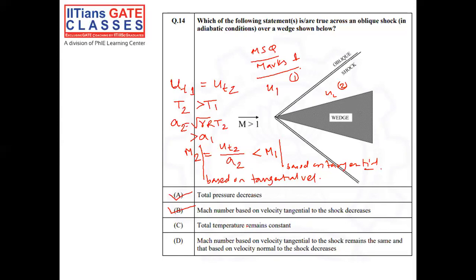The total temperature remains constant, yes, because across an oblique shock the enthalpy remains constant, and hence total temperature also remains constant. And in this option, Mach number based on velocity tangential to the shock remains the same, based on velocity normal to the shock decreases. So this is not the correct option, because as we have seen, the Mach number based on velocity tangential to the shock actually decreases. So the correct options are A, B, and C.